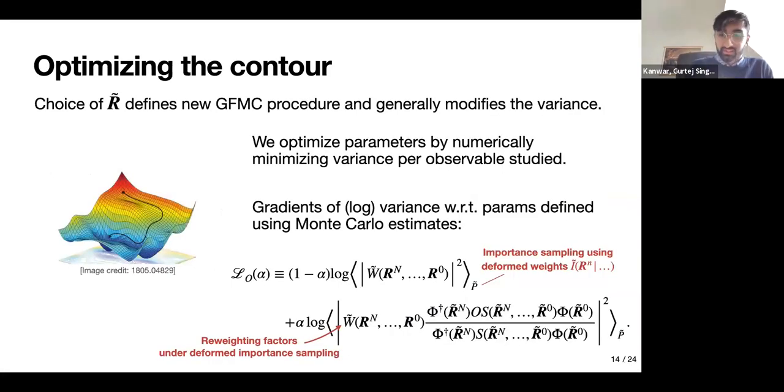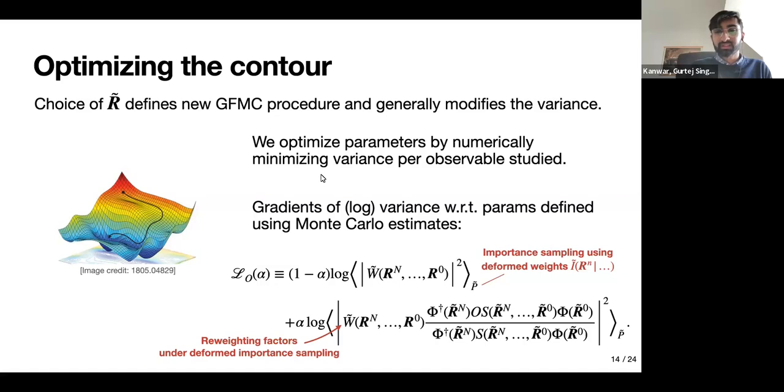I should mention, yes, also to actually optimize these parameters, it's important to have some kind of numerical approach because it's not obvious a priori what a useful choice of parameters would be analytically. And so we take the standard approach in this study, and we just write down a loss function that captures something about the variance of observables that we're interested in, and then optimize that numerically using stochastic gradient descent.